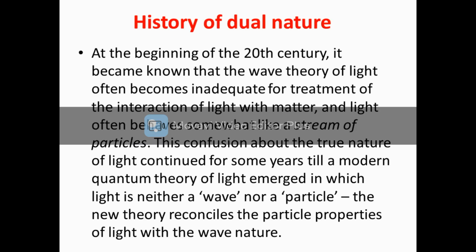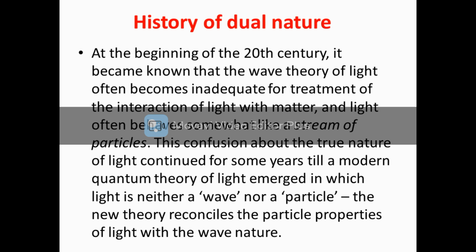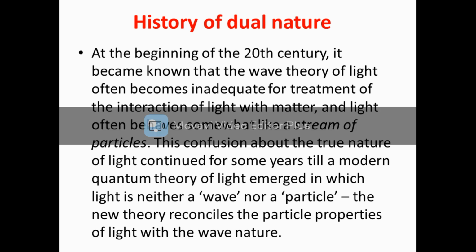Now the history of dual nature. Light has two properties: one is wave property, another is particle property. In the beginning of the 20th century, it became the wave theory of light. It treated the interaction of light with matter like a stream of particles, yet it behaved like a wave. So they got confused, and early quantum theory helped to find that light has particle nature as well as wave nature. So light has dual nature: particle nature and wave nature.